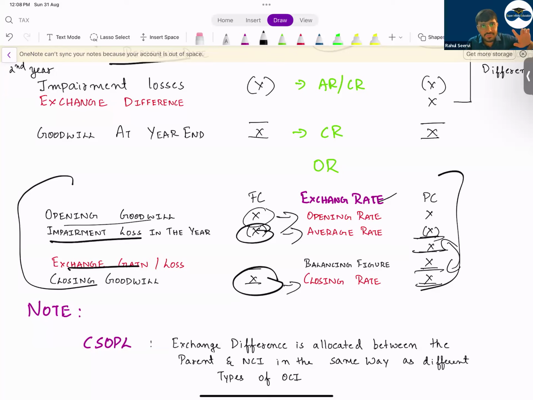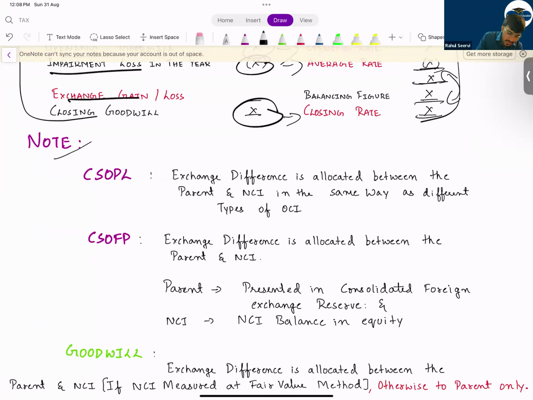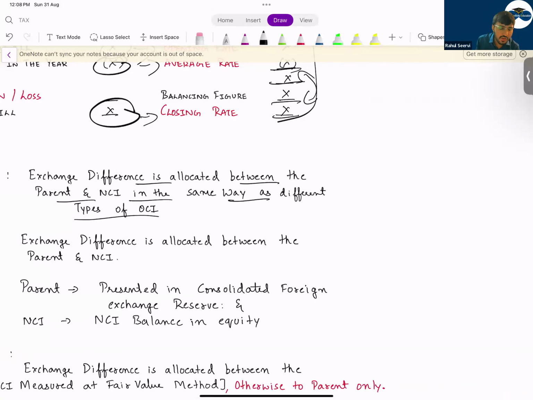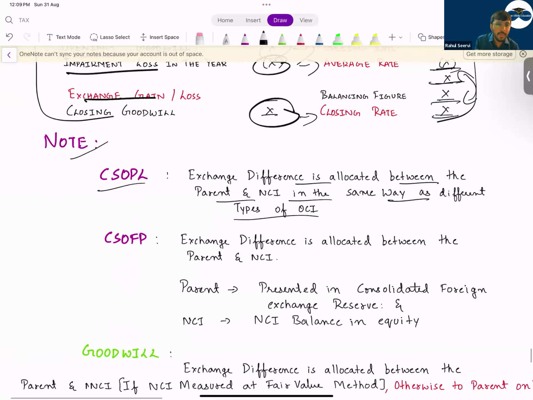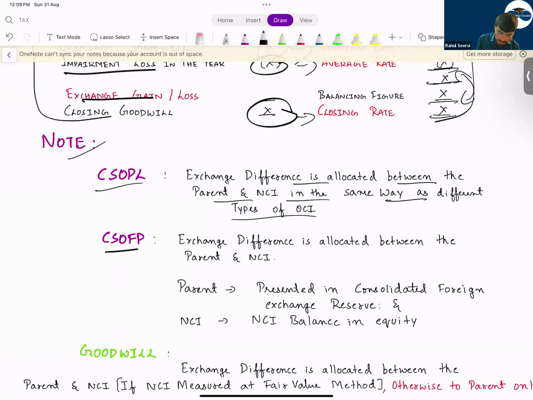So the exchange gain or loss we have calculated on the net asset and profit, and we have calculated on the goodwill calculation. Now this exchange gain or loss which we calculate on the net asset and profit and goodwill, we should allocate it. So see here now. Note, in the consolidated statement of P&L, exchange difference is allocated between the parent and NCI in the same way as different types of OCI. Yes or no? Whatever is the exchange gain or loss which you get will be allocated to whom? Parent and NCI. In SOFP, the exchange gain is allocated between parent and NCI.